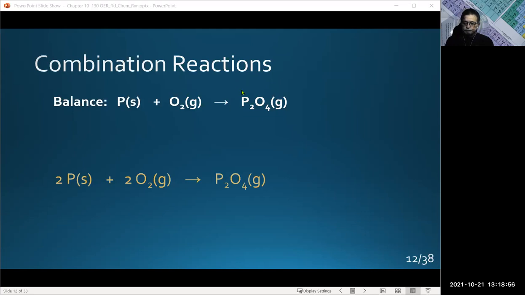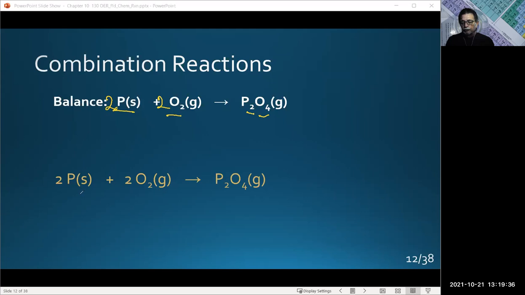There are multiple ways of balancing it here, but as a general guideline to help you out, when you have an element that's not diatomic and it's sitting there all by itself, leave it alone, save it for last, and work on the other. And so here we have 2 oxygens on the left side, 4 on the right side. We simply put a 2 there, and that takes care of the oxygens. We can see that we have 2 phosphorus, so we simply put a 2 in front of phosphorus, and we are balanced. Okay.